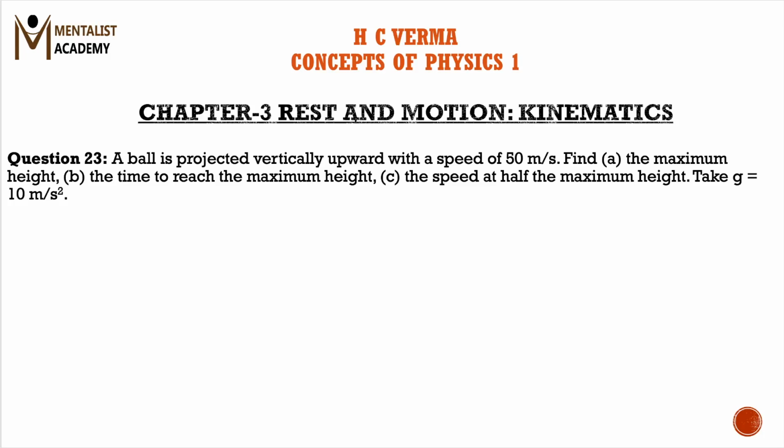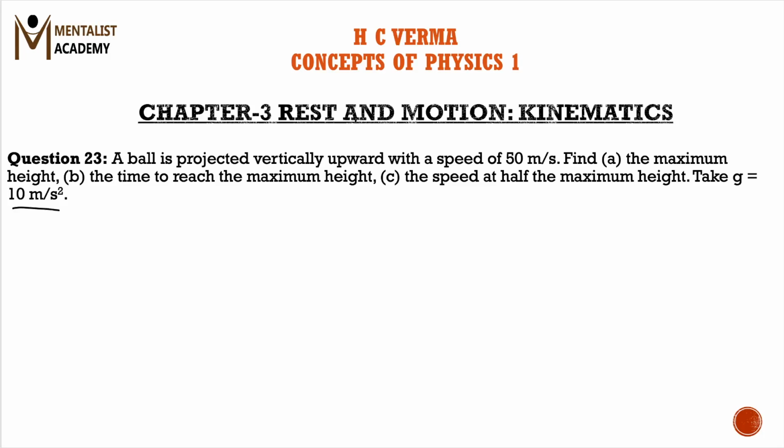We are doing question number 23 from H.C. Verma book Concepts of Physics 1 from chapter number 3 Kinematics. According to the question, a ball is projected vertically upward with a speed of 50 meter per second. Find in the A part the maximum height, in the B part the time to reach the maximum height, and in the C part the speed at half the maximum height. In the question it is given the value of g as 10 meter per second square.